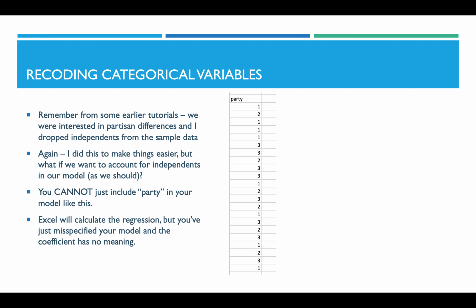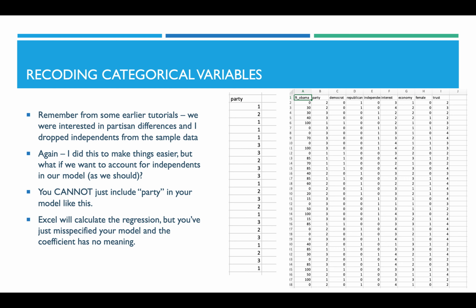But what if we want to account for the independents in our model? And in reality, we should be doing this. Again, this is important information that we need to take into account. Well, if we want to do this, we can't just throw this variable that's coded 1, 2, 3 into our regression model. Excel will calculate something for us. It's just going to look at these numbers and nothing else. But if you do this, you've just misspecified your model, and the coefficients that you get on all of your variables in the equation are going to be meaningless.